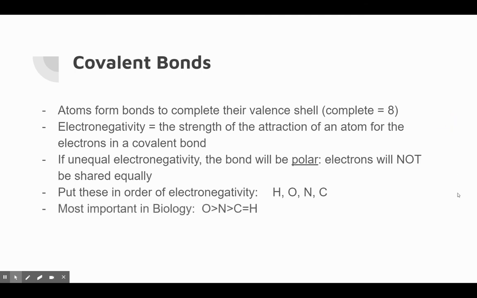So this is a really important thing that you will see again and again and again, and that you should memorize. This is really all you need to know about electronegativity for biology. Oxygen is the most electronegative element that is commonly found in living things. It is more electronegative than nitrogen, that's the second most, and nitrogen is more electronegative than carbon or hydrogen. Carbon and hydrogen are roughly equivalent in terms of electronegativity, at least as far as biological molecules are concerned.